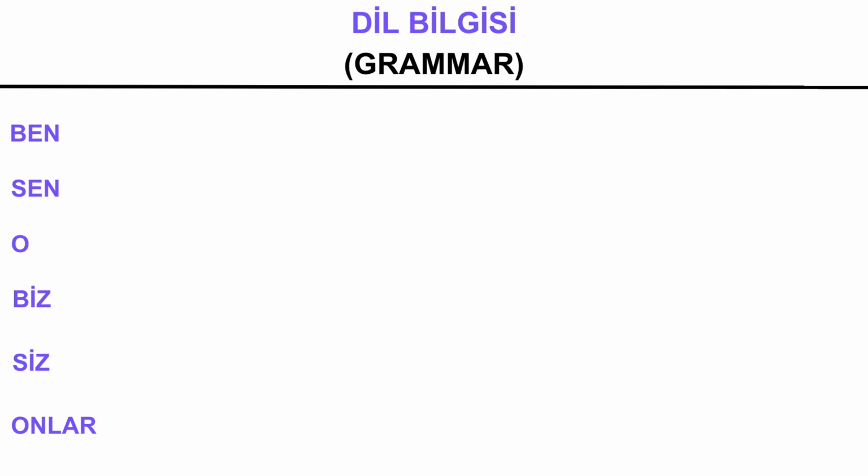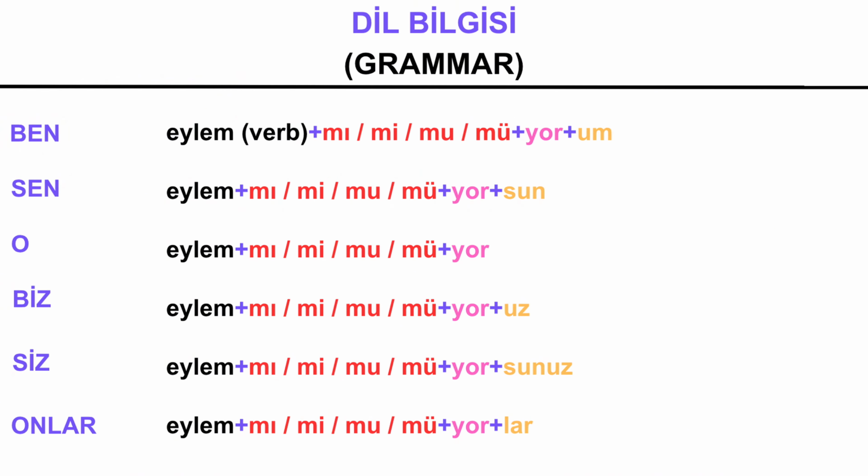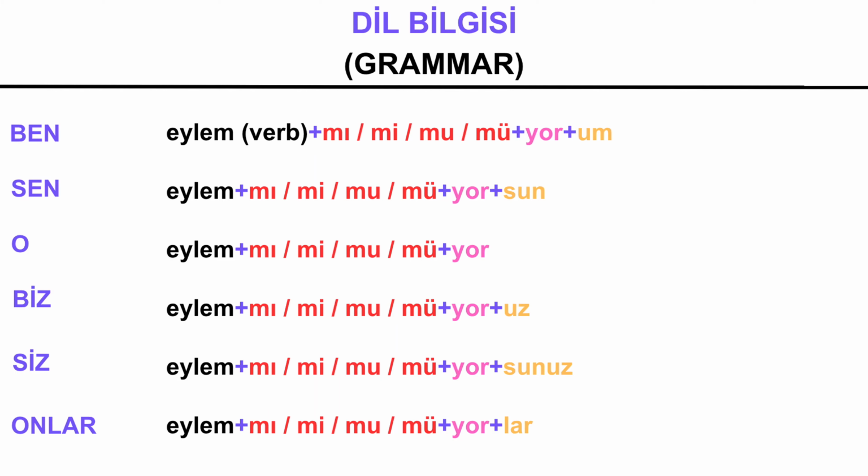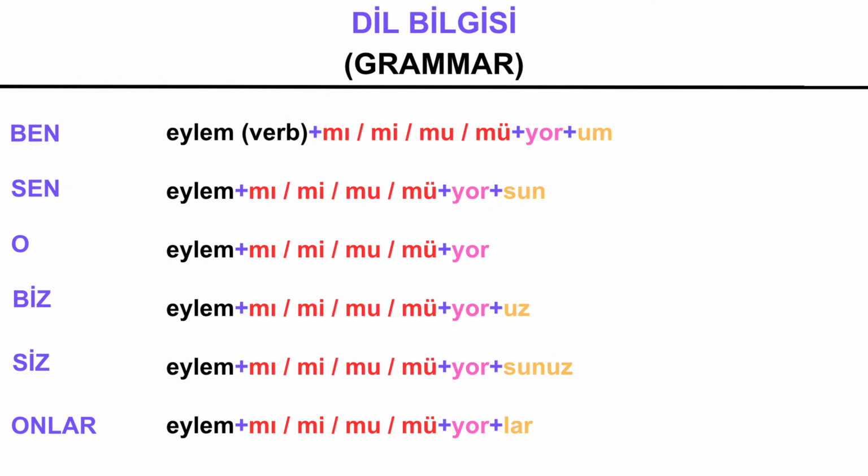So I have my ben, sen, o, biz, siz, onlar as usual. Those are my personal pronouns. I have my eylem, meaning verb. And then right afterwards, I will add my negative suffix. It can be mı, mi, mu, mü, depending on the vowel harmony, the last letter of the verb I'm looking at. And then I add my yor, present continuous suffix, and then I will add my personal suffix. Very simple. Now let's look at some verbs.